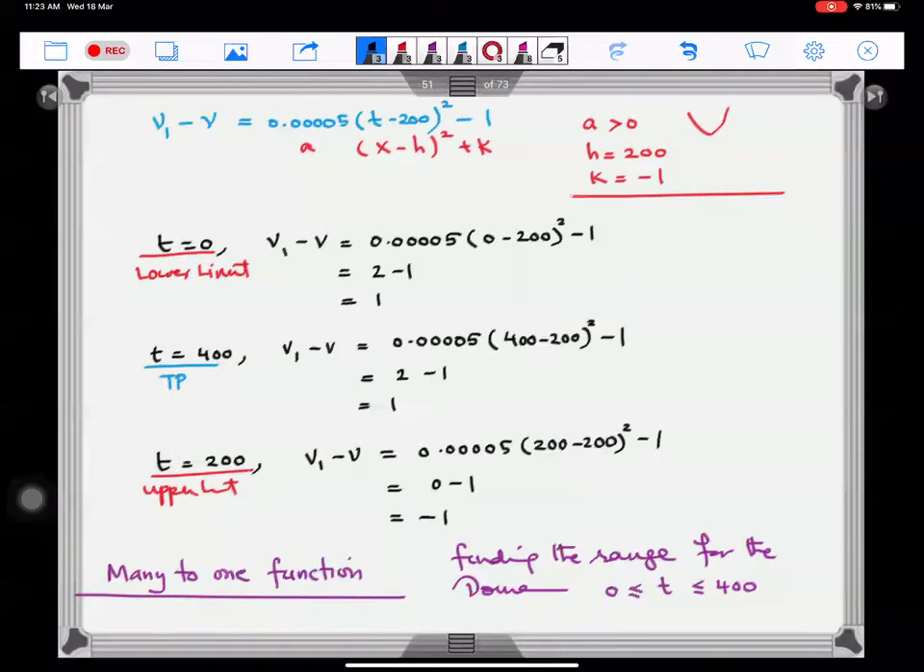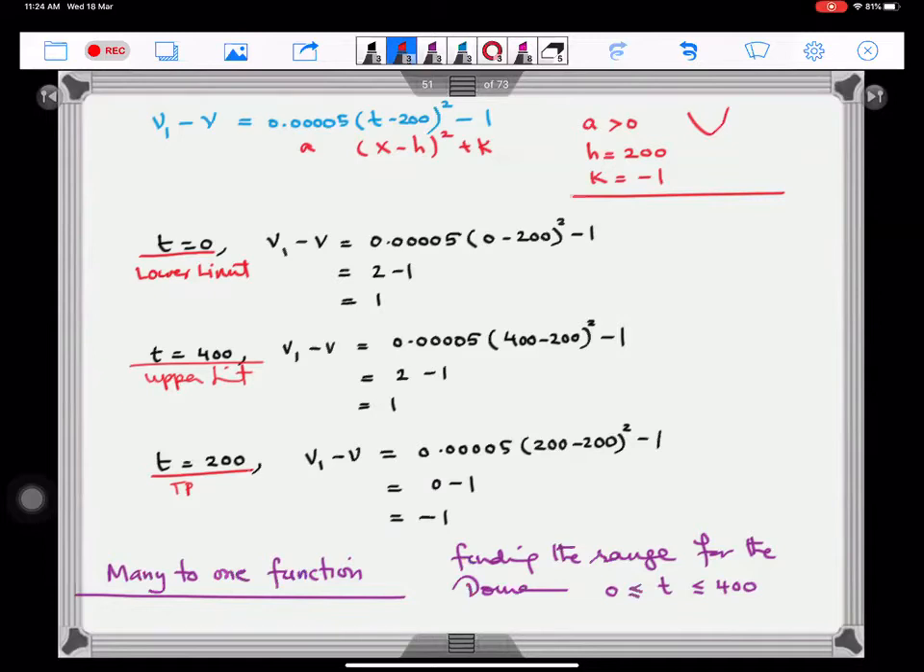I think I've written it upside down. The 400 is the upper limit, and this is the turning point. Turning point is 200. So this is the upper limit, and this is the turning point. So what do you get? The highest value is 1 and the lowest value is minus 1. So you are basically finding the range for the particular domain 0 till 400.